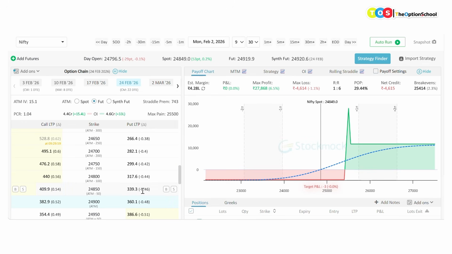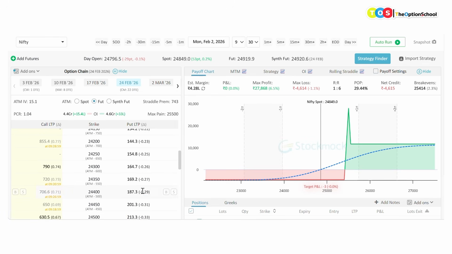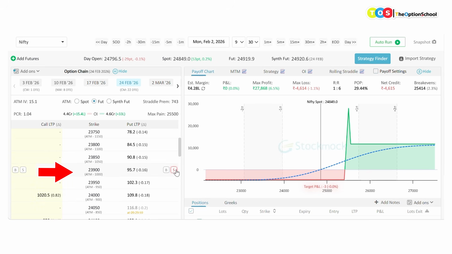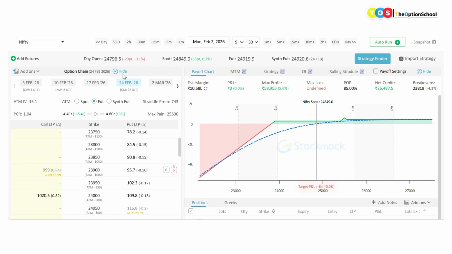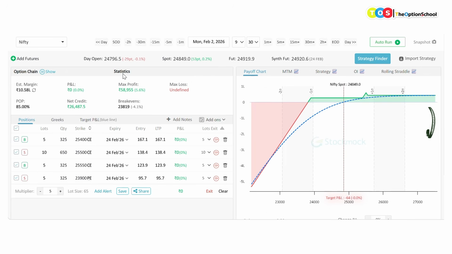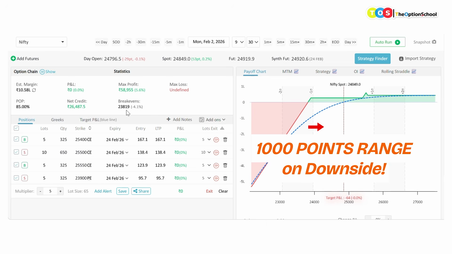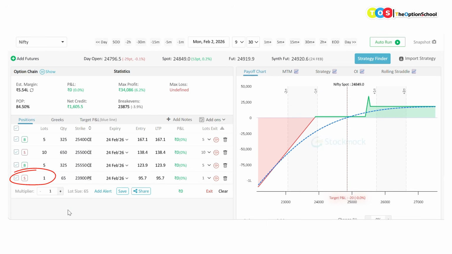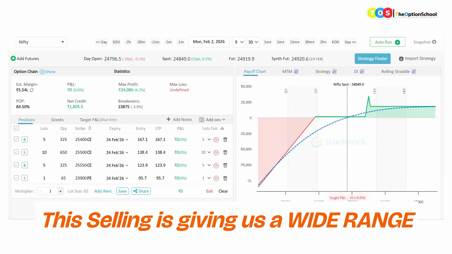So maybe if it's a lot size of 65, I need to sell a put which is, let us say, 95 rupees, which will give me more than 4,600 rupees. And this has become a very, very wide range strategy. The market is right now at 24,849 and my break even is 23,819, which is more than 1,000 points. And I am not selling 5 lots, I am selling only 1 lot here. What this selling of 1 lot is effectively doing for me is giving me a very, very wide range.